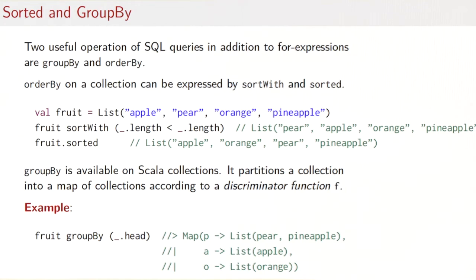So what that gives me is a map that associates each head character, so P, A, and O, that's the 3, with in turn a list of all those fruit that have that character as their head. So P would now map to list of pear and pineapple, A would map to list of apple, and O would map to list of orange.